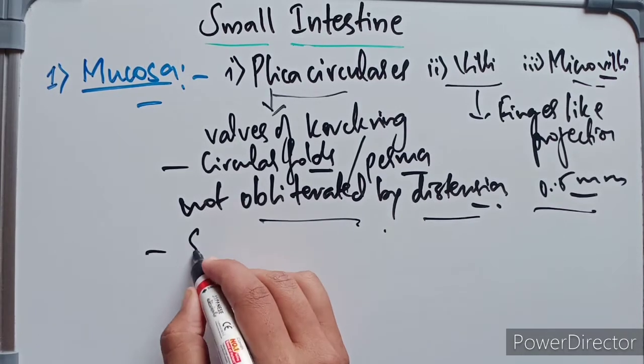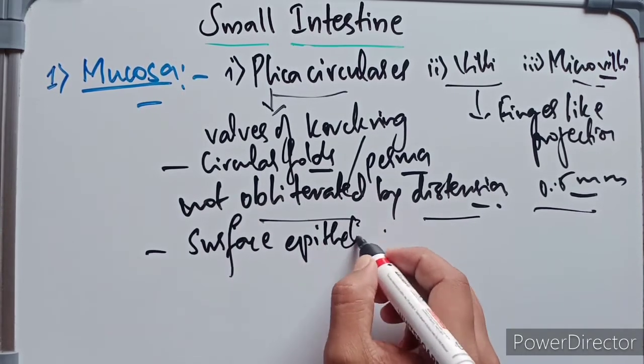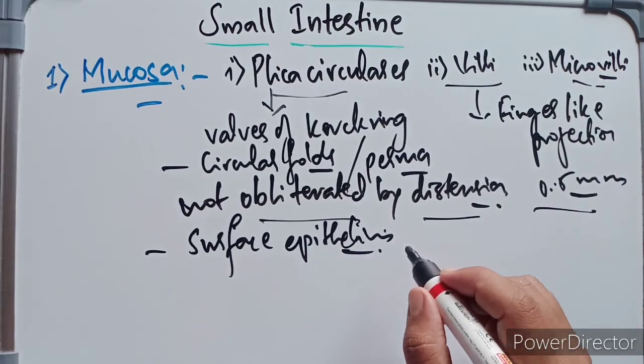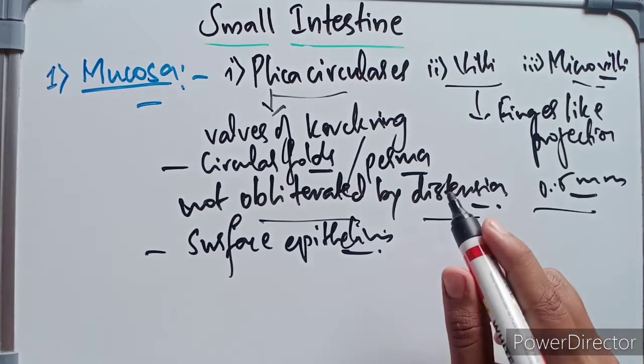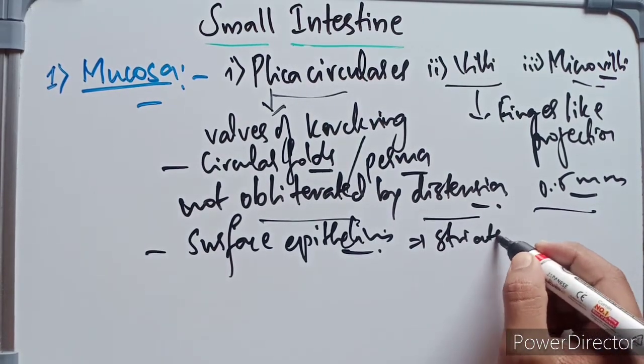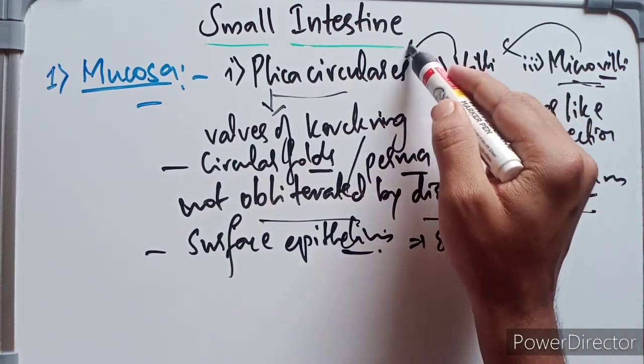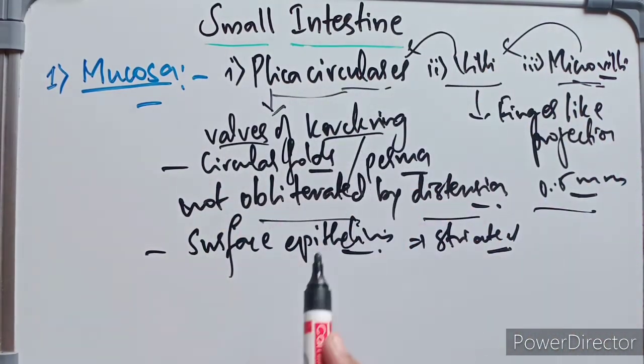Microvilli are the surface epithelium covering the villi, and they are present as a small striated border. Microvilli are present on the villi, and villi are present in the plica circularis or valves of Kerckring. So this forms the mucosa.